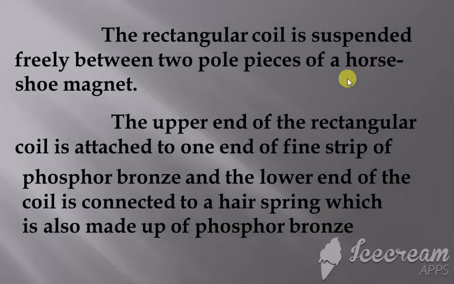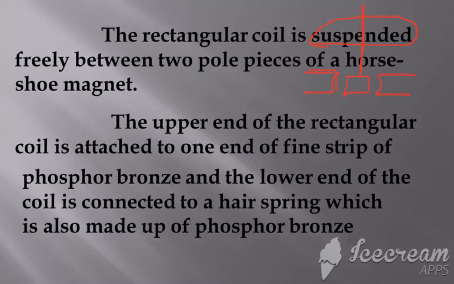So this is a rectangular coil and it is suspended. Suspended means it is made to hang. Clear? If it is made to hang from above with the help of a wire or something similar, that is called suspended. So the coil is suspended between the two pole pieces of a horseshoe magnet. The coil is suspended in the middle of the horseshoe magnet.